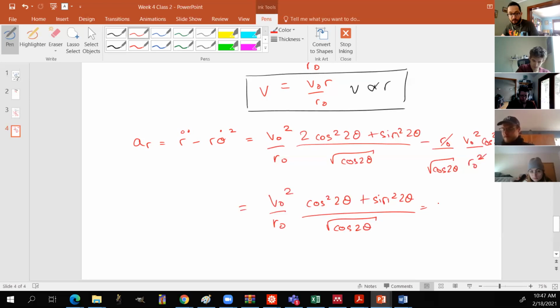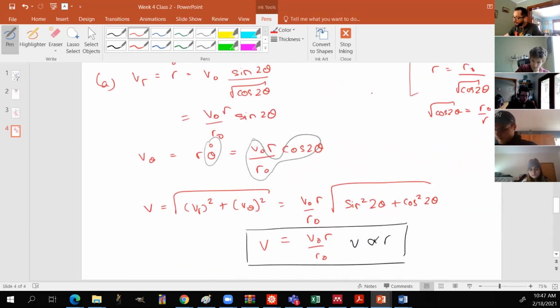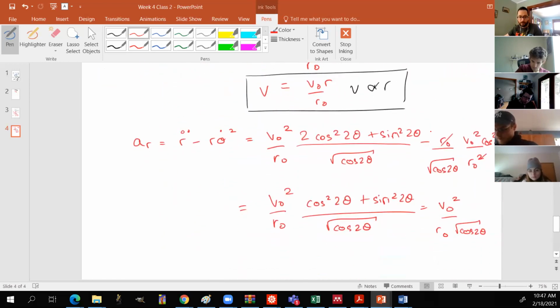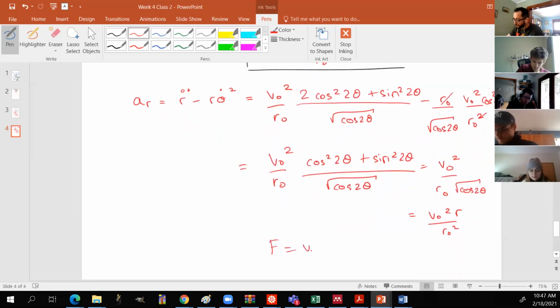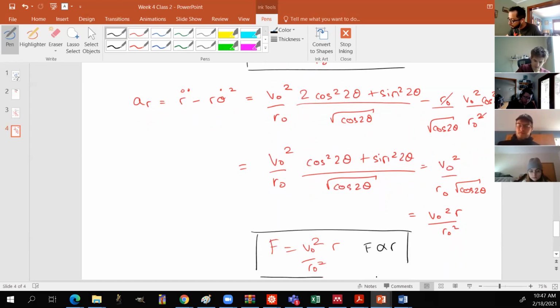So you end up with V naught squared over R naught times the square root of cosine 2 theta. And again, you plug in cosine 2 theta equals R naught over R. You end up with the expression that this is equal to V naught squared R over R naught squared. So again, you've shown that the force is equal to V naught squared over R naught squared times R. So F is also proportional to R, like that.